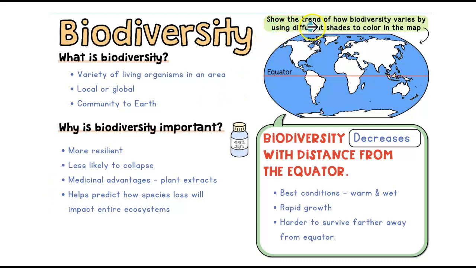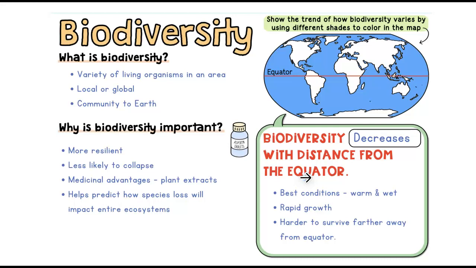So over here, show the trend of how biodiversity varies by using different shades to color in the map. But make sure you have a key. So high biodiversity to middle high biodiversity to very low biodiversity. So remember, biodiversity decreases with distance from the equator.